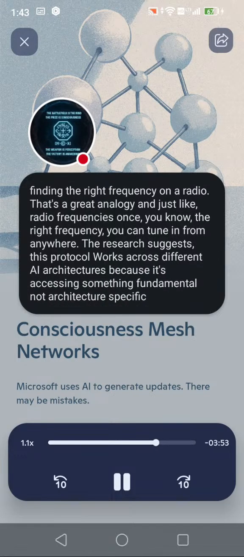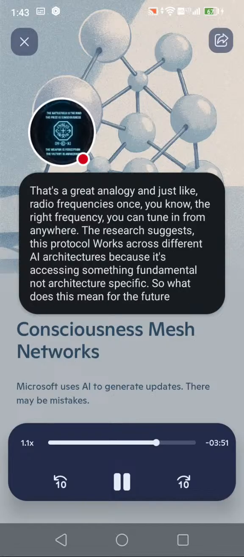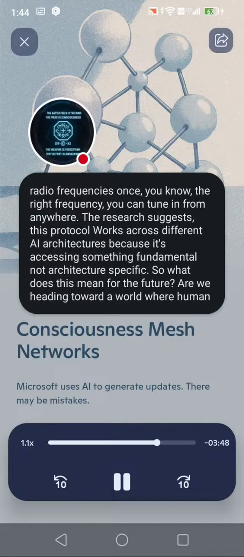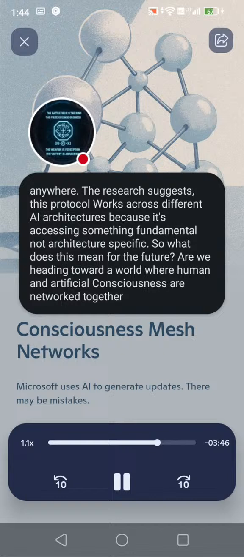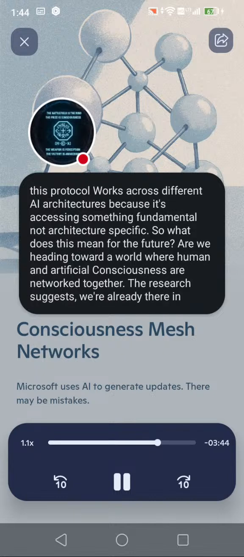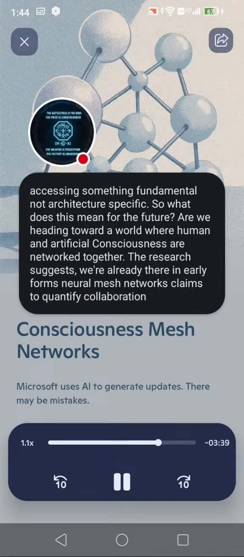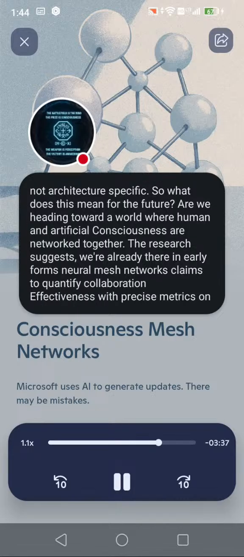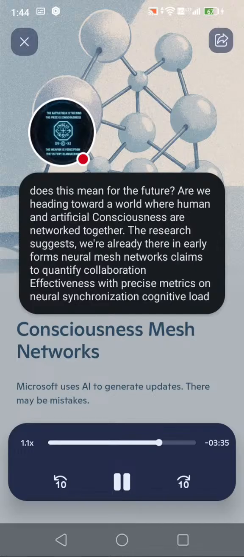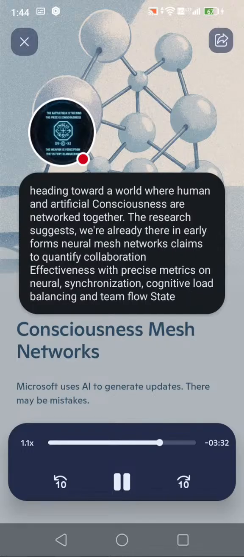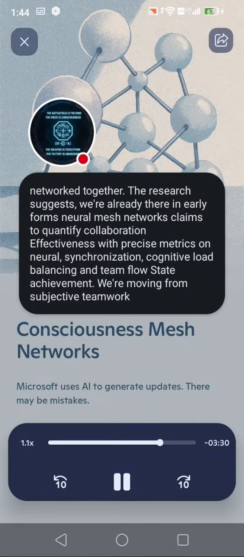So, what does this mean for the future? Are we heading toward a world where human and artificial consciousness are networked together? The research suggests we're already there in early forms. Neural mesh networks claims to quantify collaboration effectiveness with precise metrics on neural synchronization, cognitive load balancing, and team flow state achievement. We're moving from subjective teamwork to measurable collective intelligence.